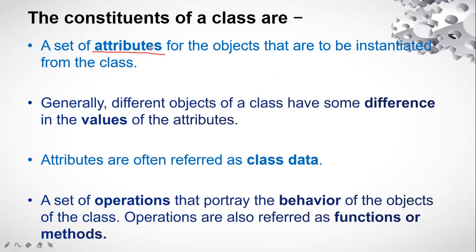So attributes, I hope it is clear to all. That is, attributes or properties are what? These are the description or the information about the object. Next point, generally different objects of a class have some difference in the values of the attributes. This is what I told you earlier also.